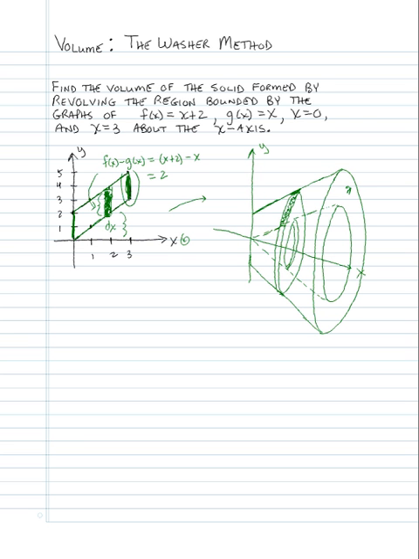Okay, so we're going to find the volume of the entire solid by finding the volume of a single washer that is infinitely narrow, and we're going to add up the volumes of all those washers, the infinite number of those, using integration to find the volume of the entire solid. So let's concentrate on this washer.